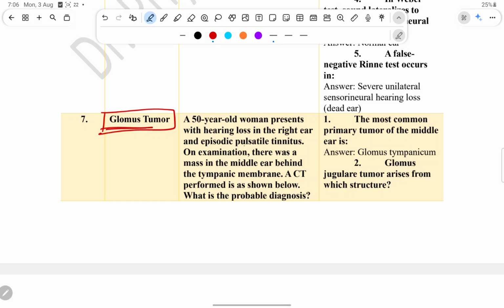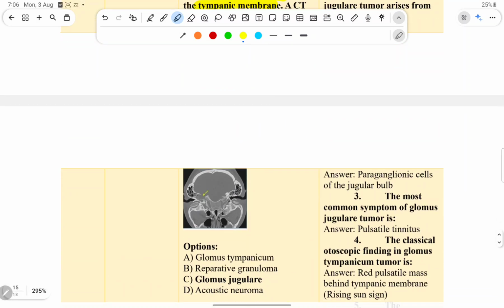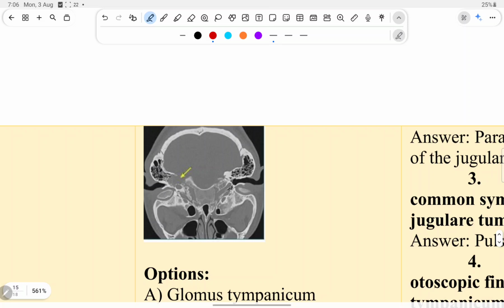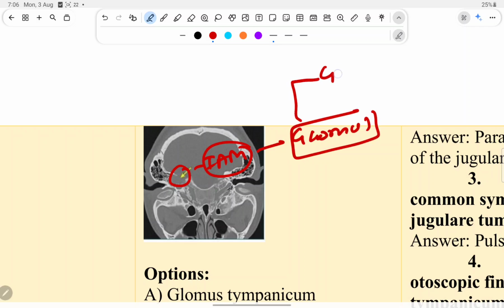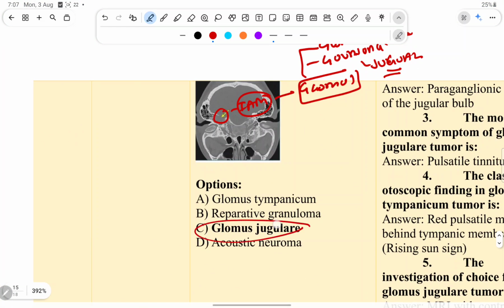A 50-year-old man presents with hearing loss in the right ear and episodic pulsatile tinnitus. On examination, there was a mass in the middle ear cavity behind the tympanic membrane. A CT was performed as shown below. Okay, since it is marked in the jugular foramen region, it is the glomus tumor. It can be glomus tympanicum. It can be glomus jugulare. When it is present in the jugular bulb, it is glomus jugulare. When it is present in the middle ear, it is glomus tympanicum. Since it is present in the jugular bulb, it is a glomus jugulare tumor.